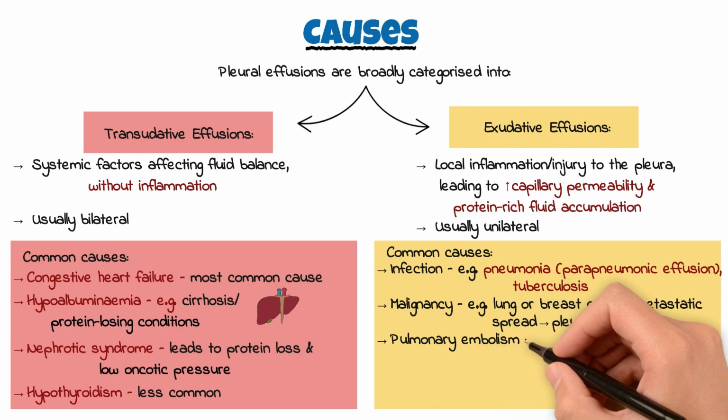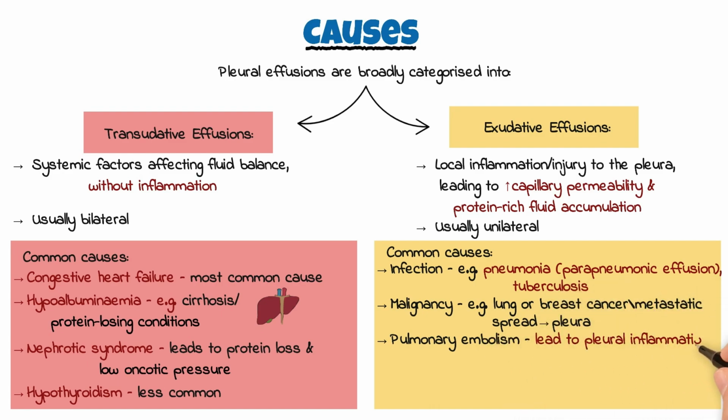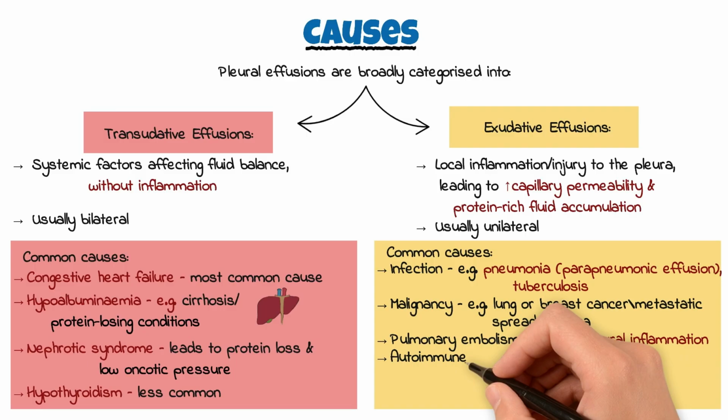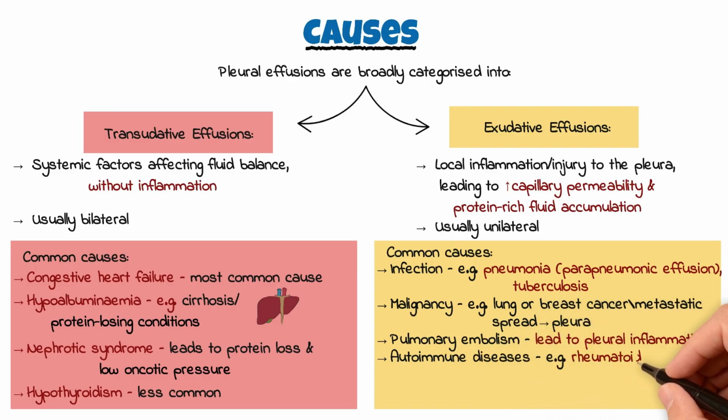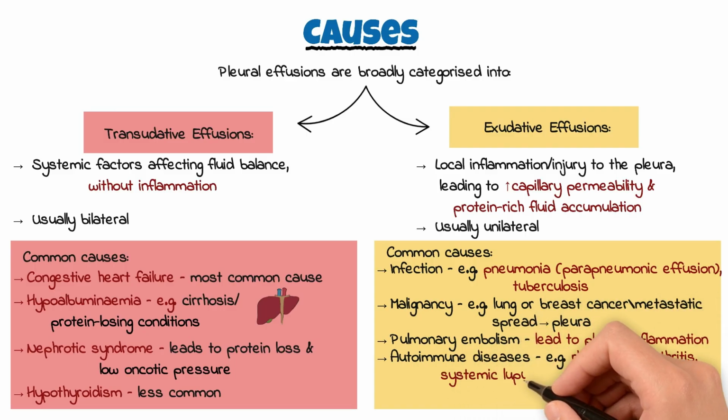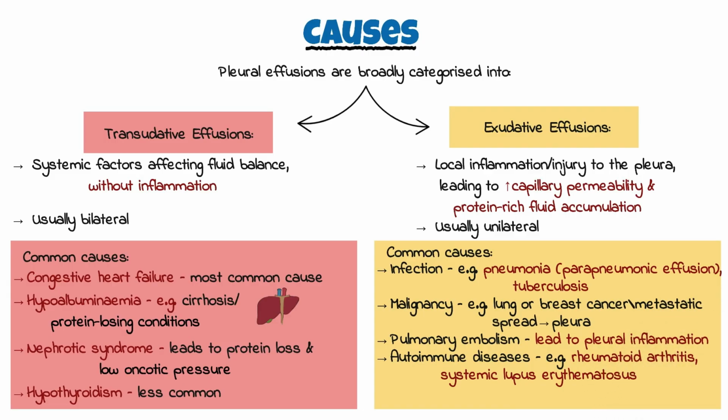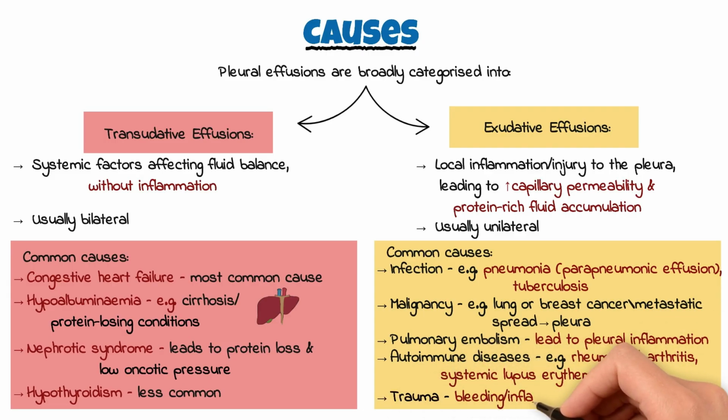Pulmonary embolism. This may lead to pleural inflammation. Autoimmune disease, for example rheumatoid arthritis and systemic lupus erythematosus. And lastly, trauma, which causes bleeding or inflammation in the pleural space.